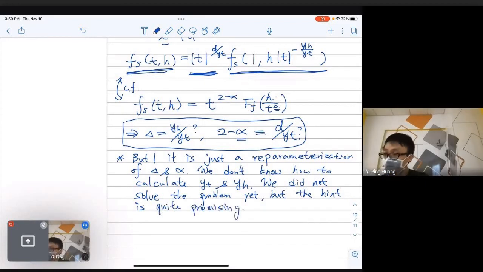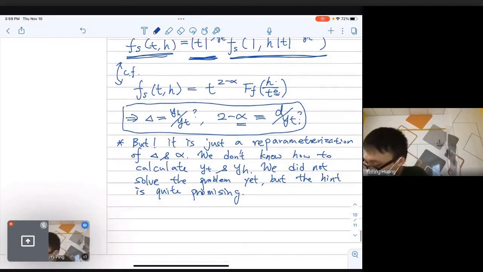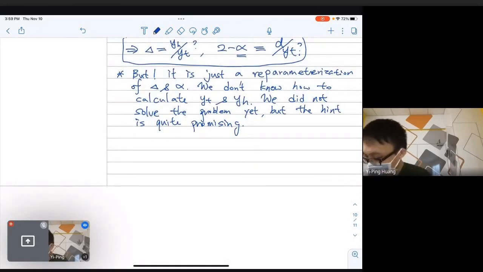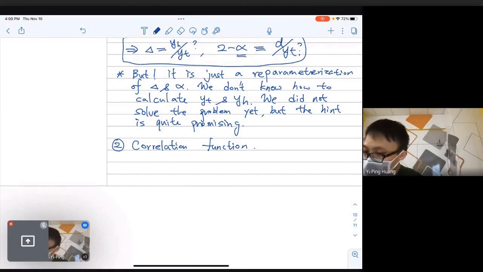Okay, we didn't solve the problem yet, but at least this hint is quite promising. Now we can try to see another important thing, which is the correlation function. We can ask how the correlation function behaves if we use assumption 1 and assumption 2, and from there, what kind of scaling law we can get.